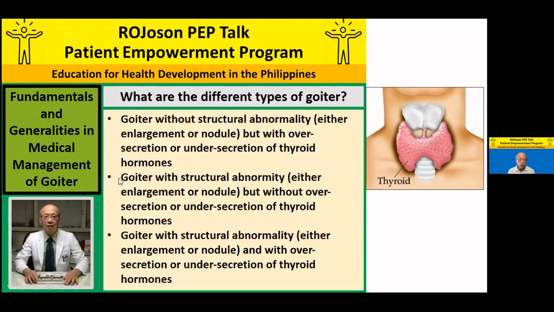The other situation is that you have a disorder of the thyroid gland in the form of structural abnormality, either enlargement or nodule formation, but without over-secretion or under-secretion of thyroid hormones. Okay. Another setting would be you have a goiter, a disorder of the thyroid gland with structural abnormality, but this one is with over-secretion or under-secretion of thyroid hormones.